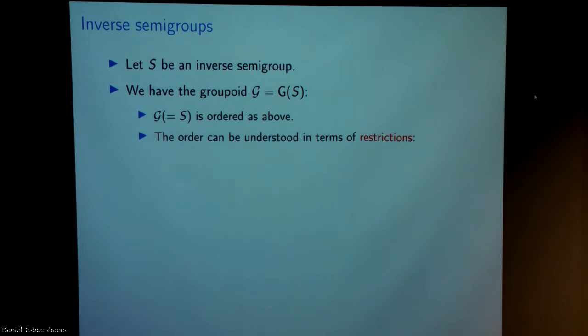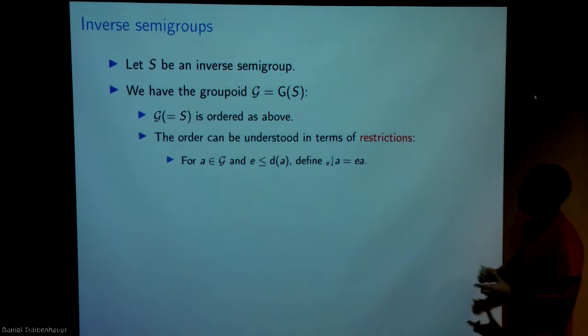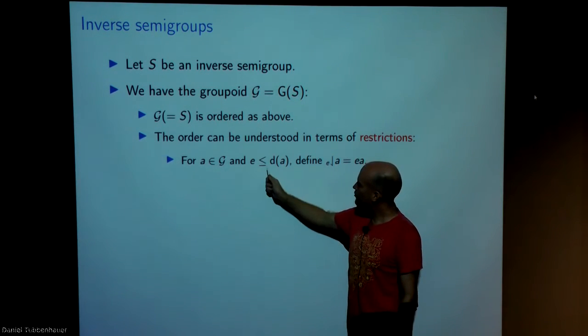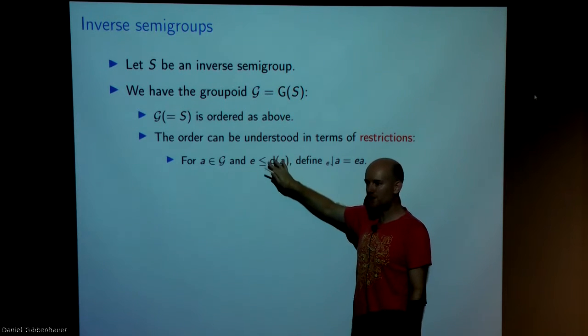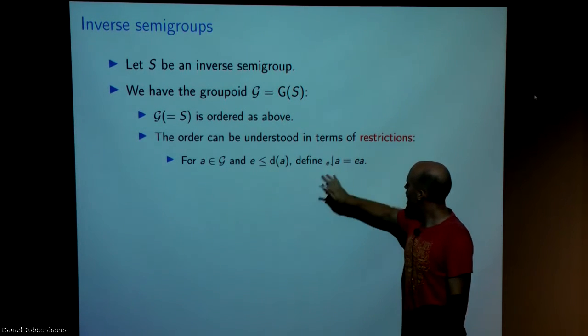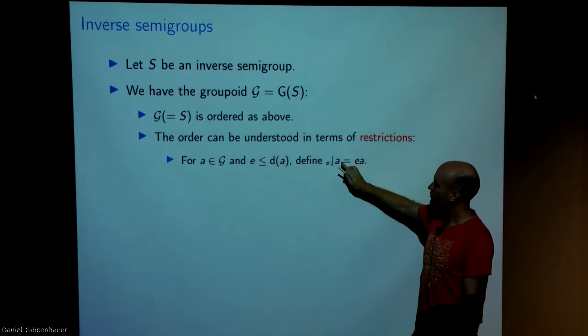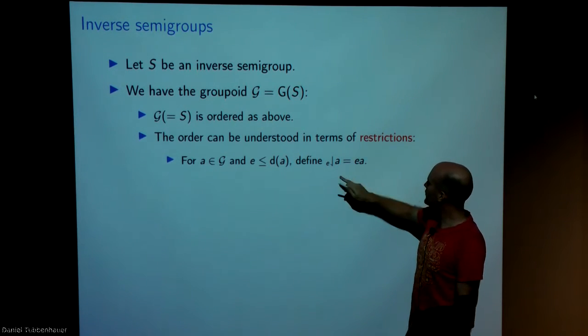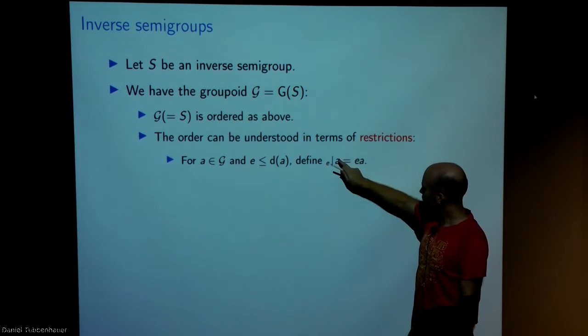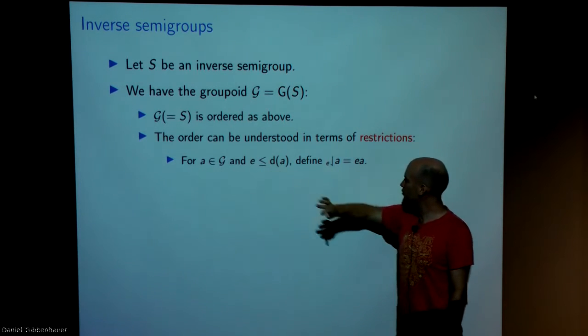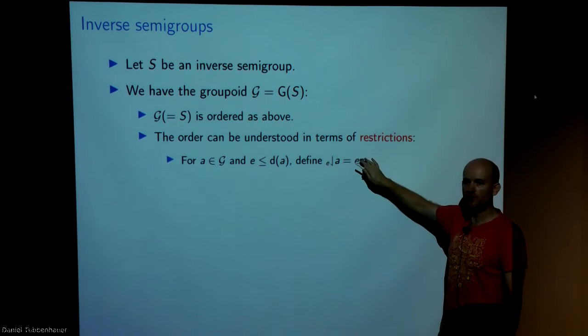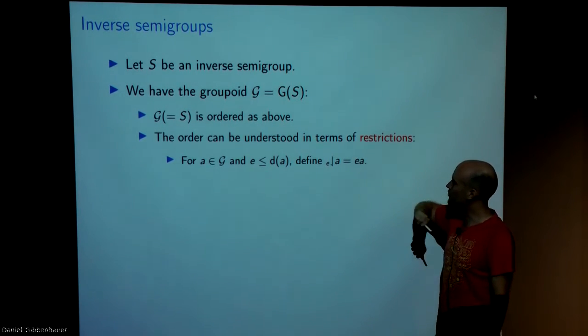So the key point is that we've got this order on our semigroup, and we can turn this into a property of what we call restrictions. So if you have a morphism and you have an idempotent that is below the domain of this thing, it's possible to define, well, in the semigroup, remember we are actually in a semigroup, we define the restriction of A to this smaller idempotent to just be the product of A by E on the left.